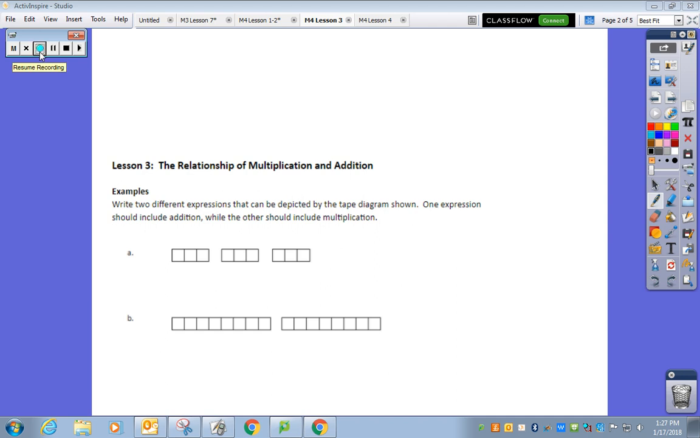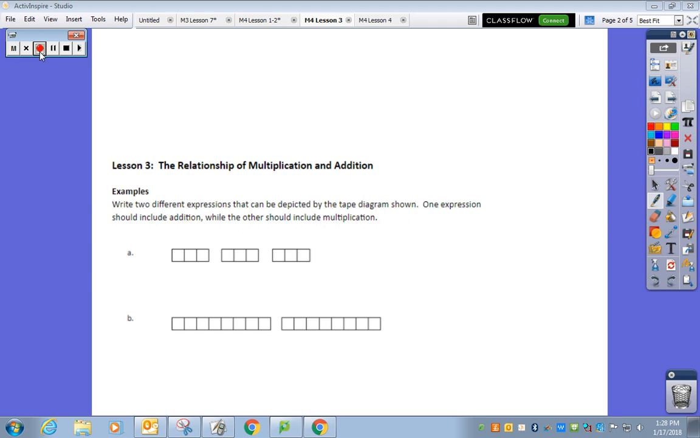Okay, so in lesson 3, we are going to be looking at the relationship of multiplication and addition. We've looked at the relationship between addition and subtraction, and multiplication and division. Now we're going to look at multiplication and addition. So the first example asks us to write two different expressions that can be depicted by the tape diagram shown. One expression should include addition, while the other should include multiplication.